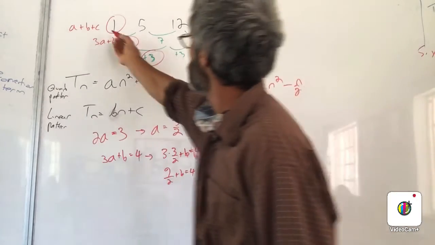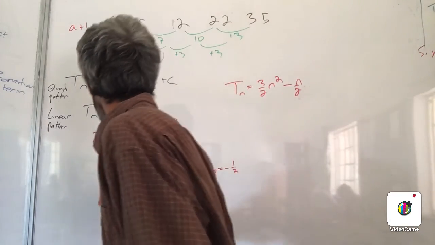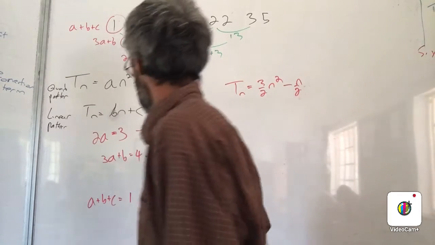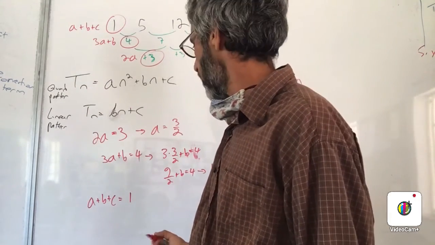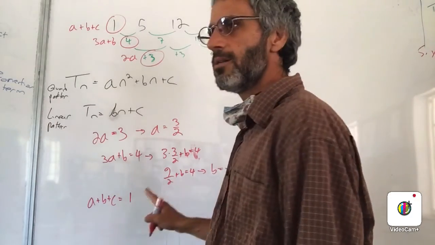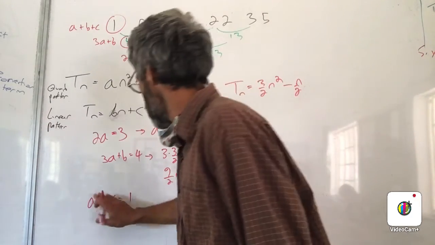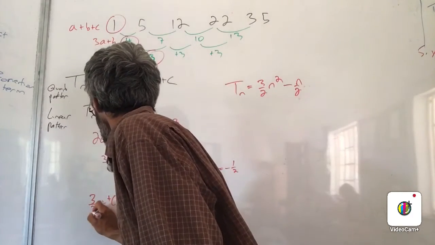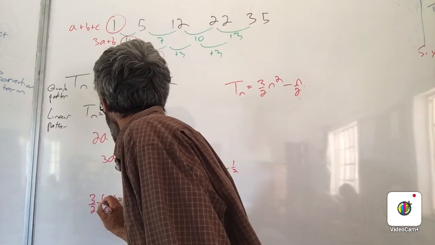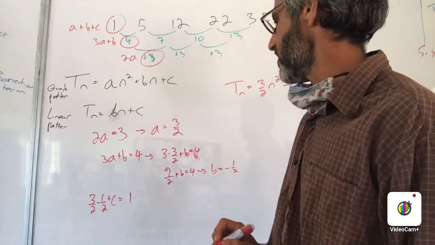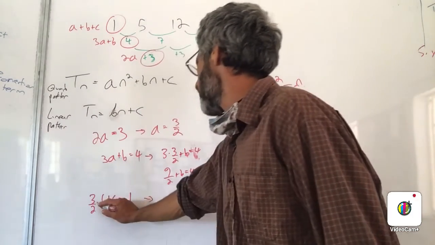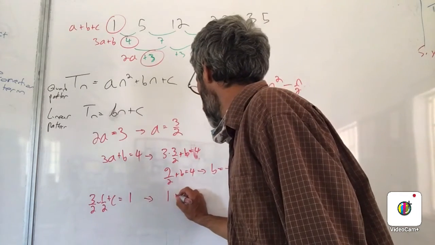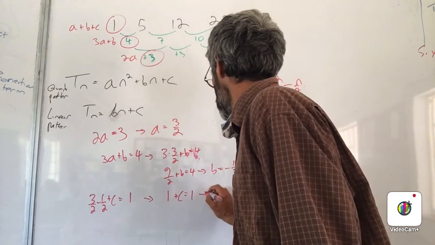C. Well, let's look at the last equation: a plus b plus c equals 1. But what are you going to tell me now? I already know a and b, right? A was 3 over 2, b is minus half, which makes it quite easy. So we can rewrite this equation. 3 halves minus half is just 1. So 1 plus c equals 1. In other words, c equals 0.